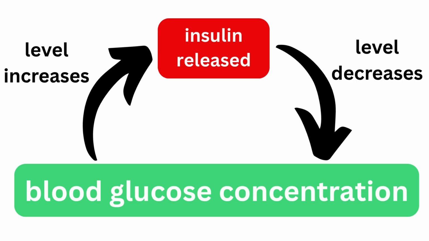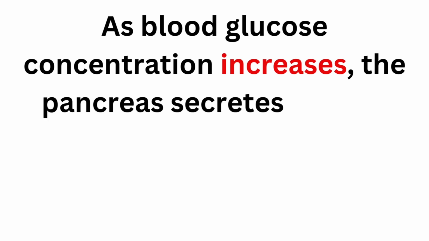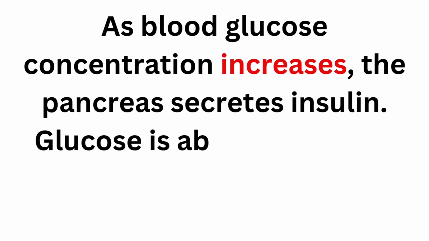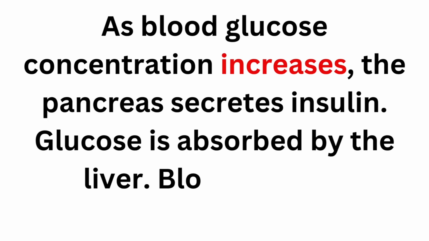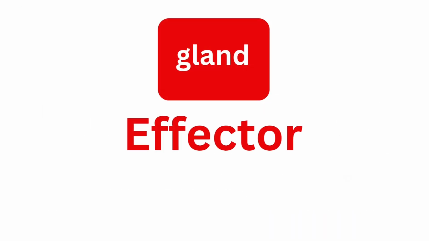So, as insulin is released, blood glucose level starts to fall, and this is because some of the glucose is absorbed from the bloodstream. If you want a sentence to describe this process, you could write, as blood glucose concentration increases, the pancreas secretes insulin. Glucose is absorbed by the liver, and blood glucose concentration decreases. And in this negative feedback loop, the effector is a gland, it's the pancreas that secretes insulin.